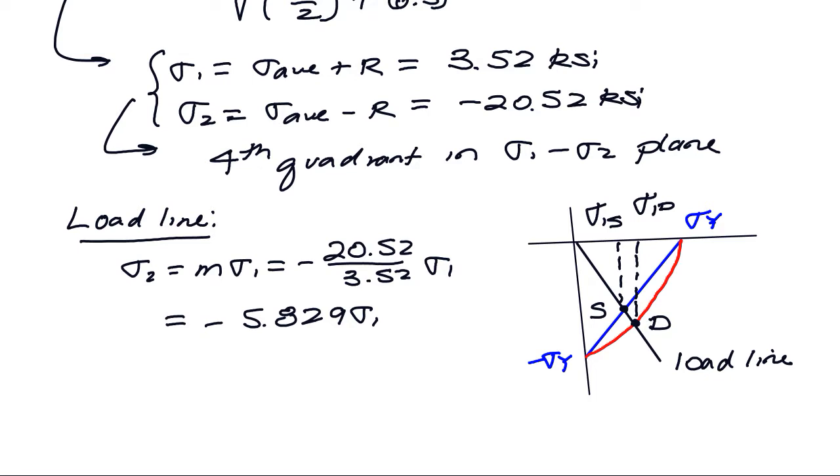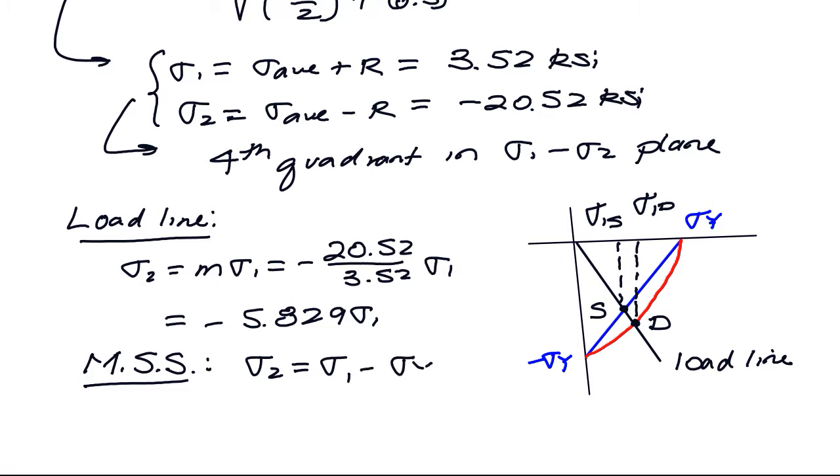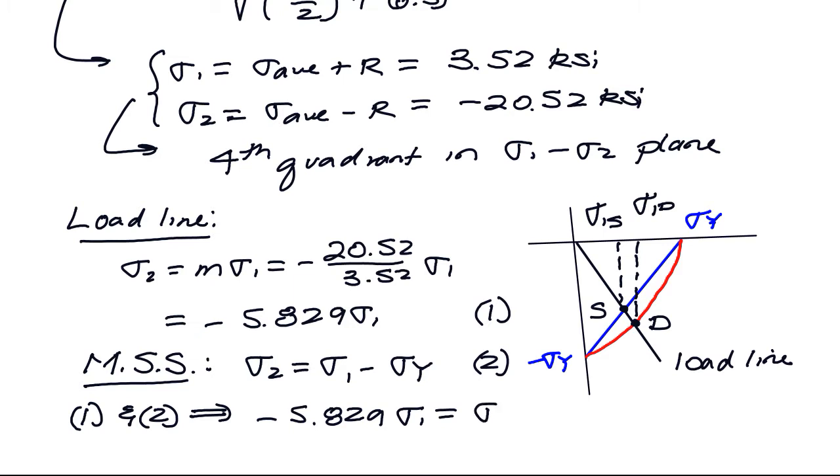So for the maximum shear stress boundary, I know that that's given by sigma 2 in the fourth quadrant. And sigma 2 is equal to sigma 1 minus the yield strength. So where this curve intersects the load line, I equate 1 and 2. Equating 1 and 2 means that I make minus 5.829 sigma 1 equal to sigma 1 minus sigma y.